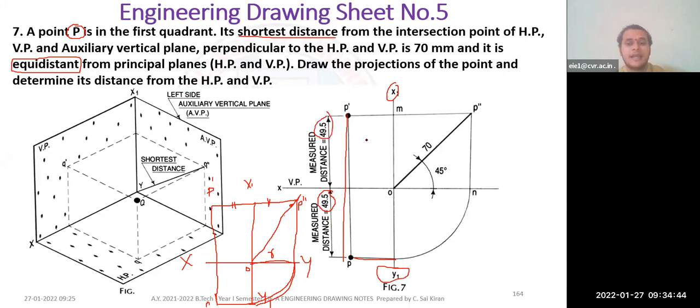So it's nothing but your H distance. Your H distance is 49.5 mm and your D distance is also 49.5. Because in the problem they already told that it is the first quadrant. Whenever it is the first quadrant, H is positive. Whenever H is positive, it will be above the XY line. Whenever D is positive, it will be below the XY line. These are things you have to remember.